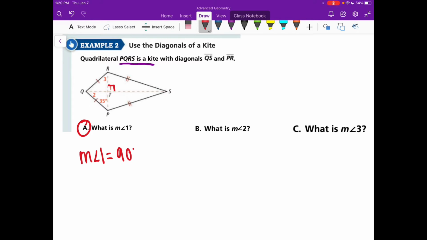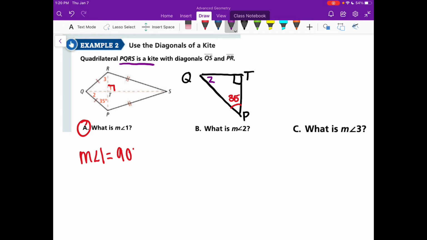So now let's use this information to find our other missing angles. We then want to find the measure of angle 2. And what I'm going to do is draw this triangle a little bit bigger above it so we can find the measure of angle 2. This is T, P, Q. We know that this is 90 degrees because it is a kite. We are given that this angle is 35 degrees, and we want to find this missing angle 2.